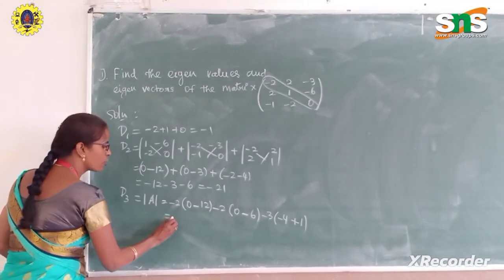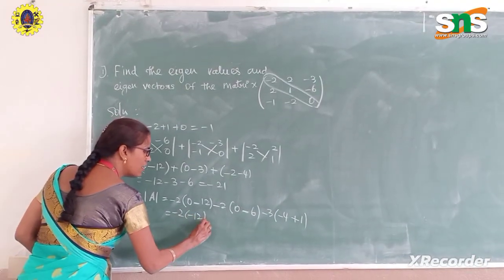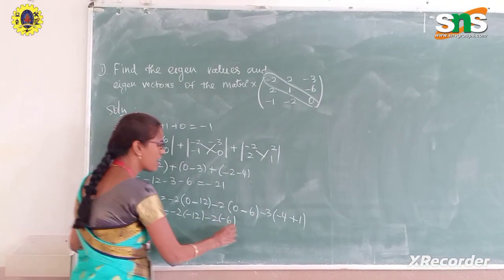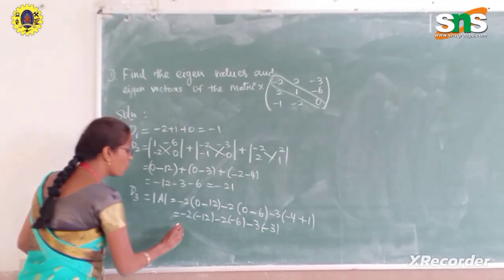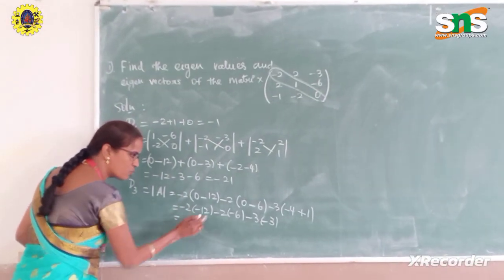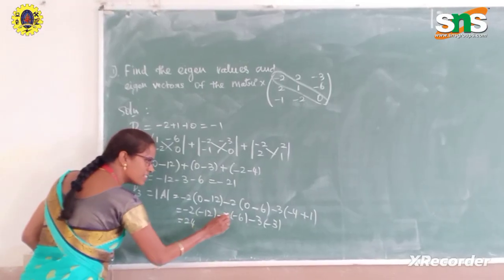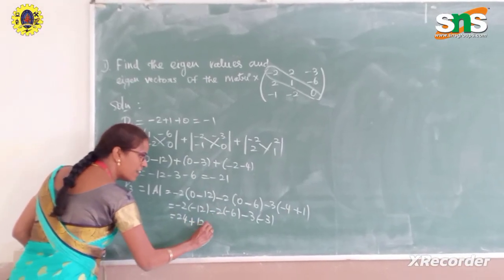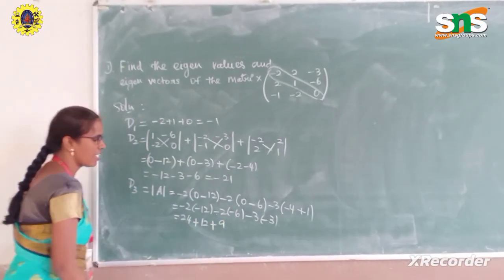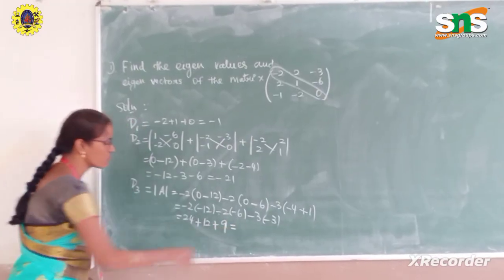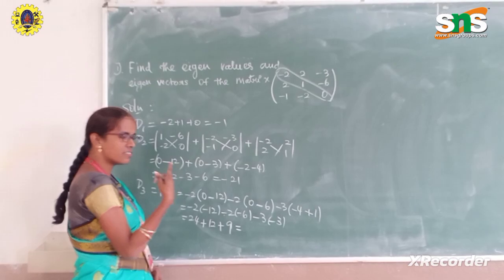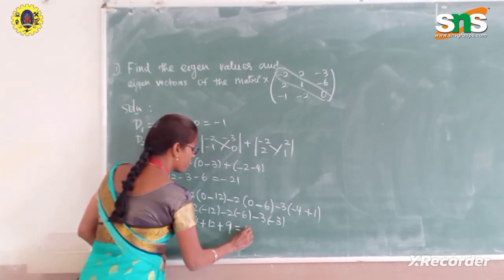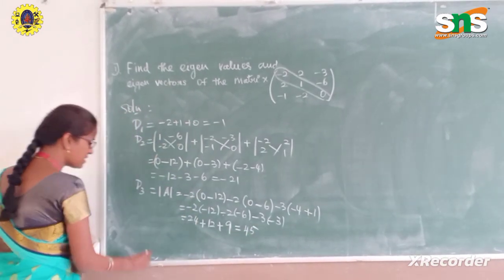Which is equal to minus 2 into 12, minus 2 into minus 6, and minus 3 into minus 3. Minus into minus is plus, so 12 into 2 is 24, minus into minus again plus 12, and the last is also plus 9. Just add all the terms. So 24 plus 12 is 36, 36 plus 9 is 45. Okay, now replace it in the equation.